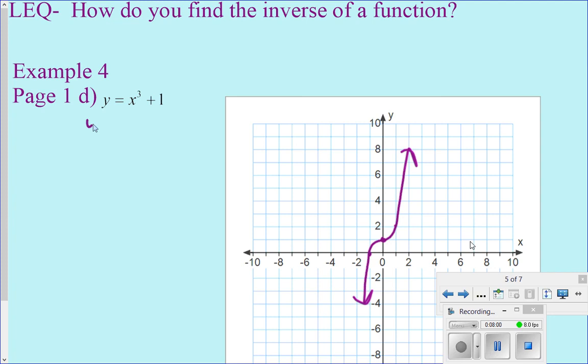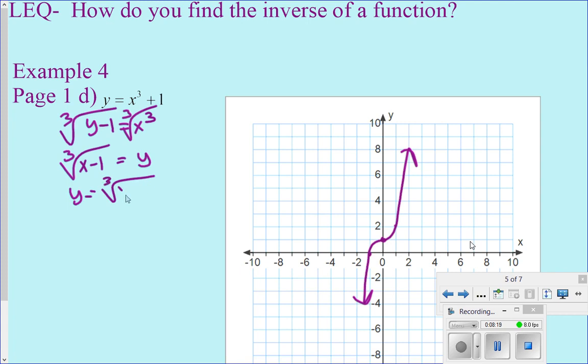So subtract 1 and take the cubed root of both sides. So I have the cubed root of, interchanging, x minus 1 is equal to y. And again, that's already in y equals form. So I'll just put that in the correct order there. So there's my equation.